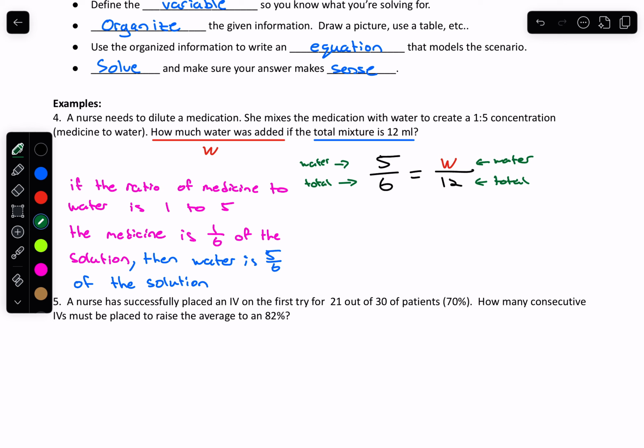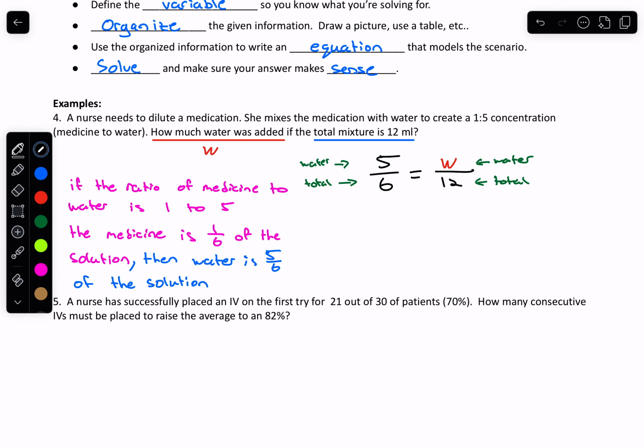But in order to get to that proportion, we have to understand how the ratio of 1 part to 5 parts turns into a fraction involving the total amount of the mixture being 12. So it's always however many parts you have that goes on top, and you add together the total number of parts and put that on bottom. So this is water to total. And then since our new total is 12, we put water on top and we can solve for it.